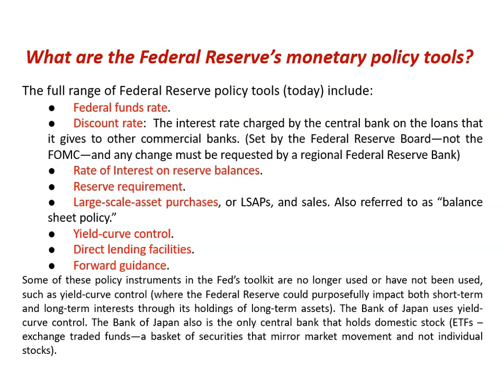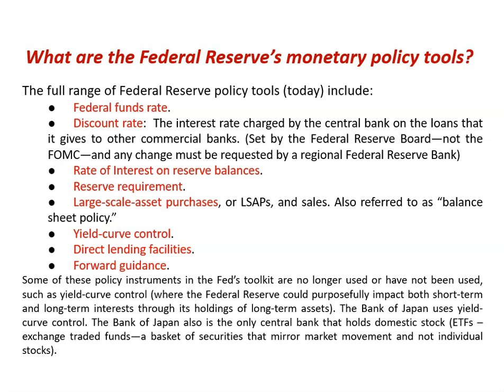Large-scale asset purchases, or LSAPs, and sales, also referred to as balance sheet policy. Yield curve control, which will be discussed shortly. Direct lending facilities. Forward guidance. This is basically Fed talk that informs and guides market participants about Federal Reserve thinking and potential actions.